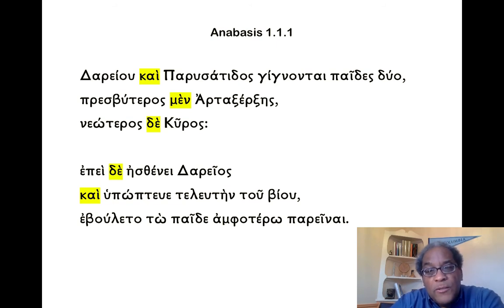So let's look at the particles of this second bit. So we have epeidē, this is de in its progressive use, just carrying on the narrative. And then kai links together the two verbs, estē and hupopteue. And I'd like to note as well that in teleutēn tou biou, we see an example where the definite article does the work of the possessive, suspecting the end of his life. Ebouleto tō paide amphotero parenai.